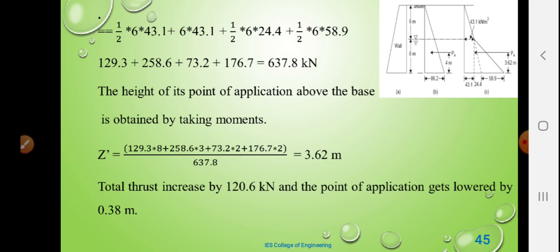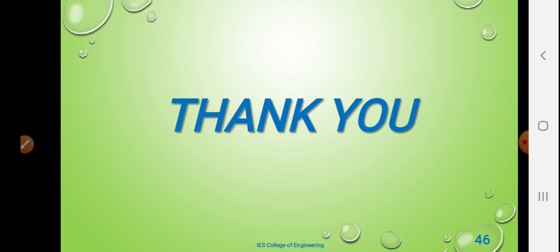So, total thrust increased by an amount of 120.6 kilonewton and the point of application gets lowered by 0.38 meter. So, thank you all.